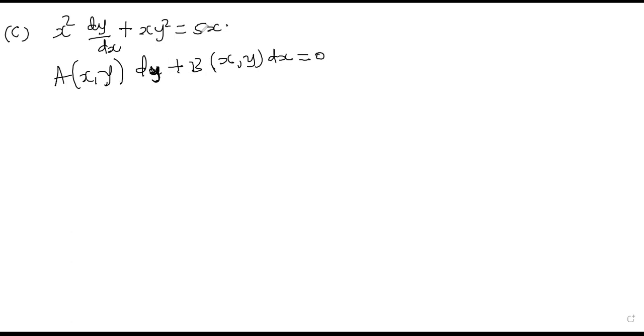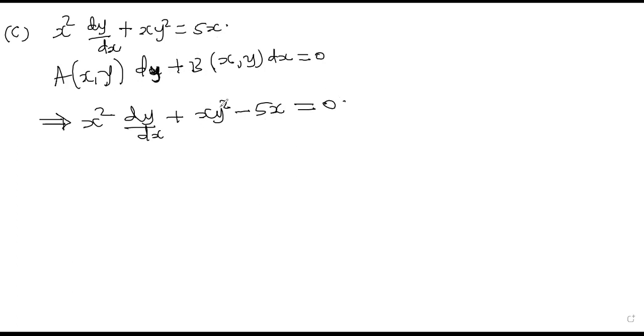Now, of course, we must first bring this 5x to this side. So we shall have x squared dy/dx plus xy squared, and we shall subtract this 5x. Don't bring it in with dy, don't subtract it from dy/dx. So this should be equal to 0.